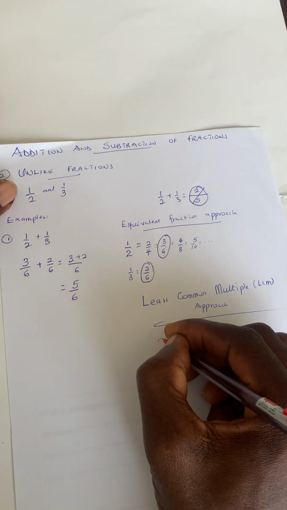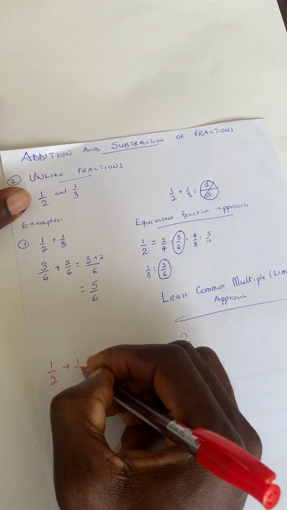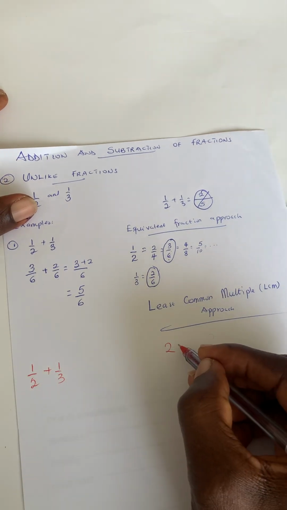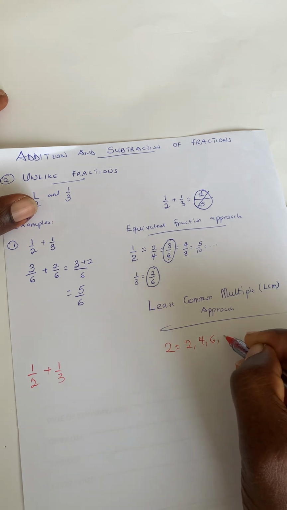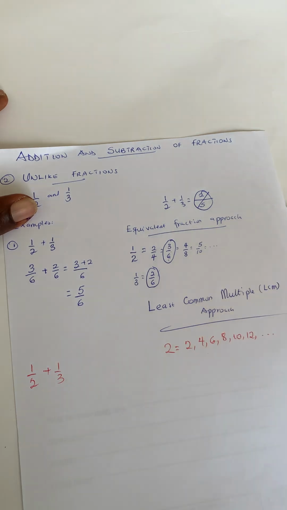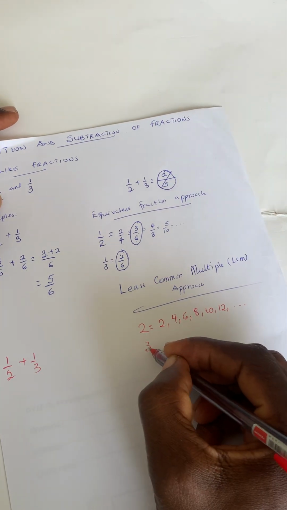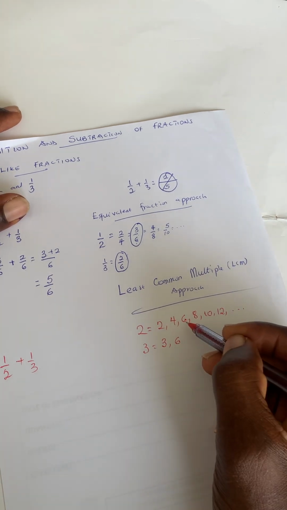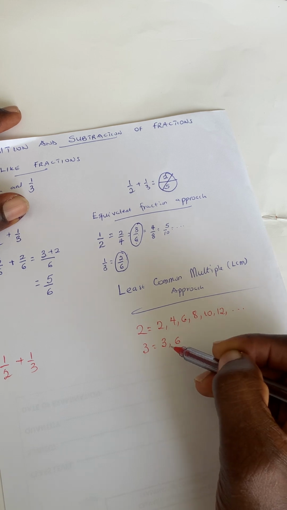So 1 over 2 plus 1 over 3. Write the multiples of 2 and the multiples of 3. For the multiples of 2, we'll get 2, 4, 6, 8, 10, 12, and so on. The multiples run up to infinity. Then the multiples of 3, we get 3, 6. Now, when we get to 6, we've gotten the first common multiple of 2 and 3, and that is 6.